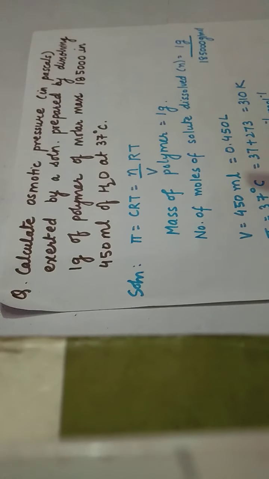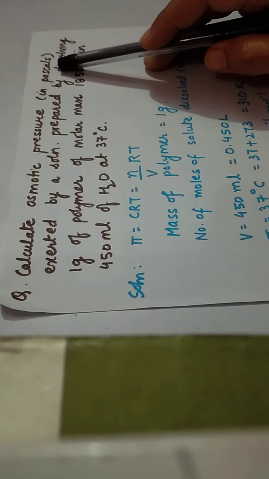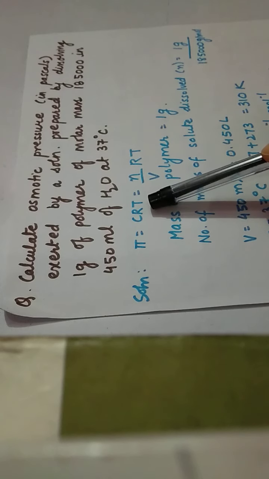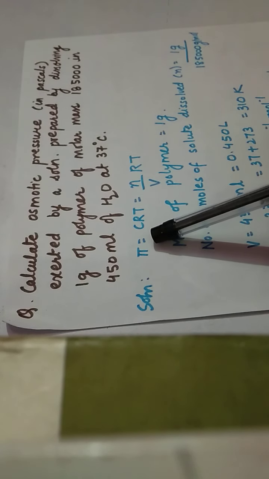Now children, we are going to do one numerical based on this. The numerical is: calculate the osmotic pressure in pascals. You have to find out the osmotic pressure. So children, what is osmotic pressure? It is pi. What is the formula for osmotic pressure? CRT, where C is the molarity and molarity is equal to number of moles of solute upon volume of solution in liters. So you are going to put the values in this formula.